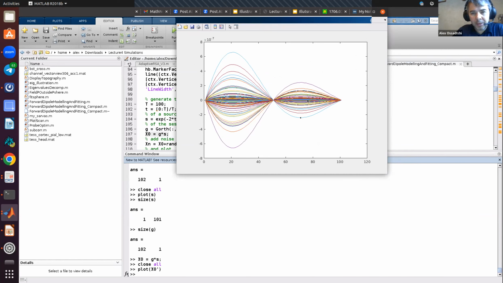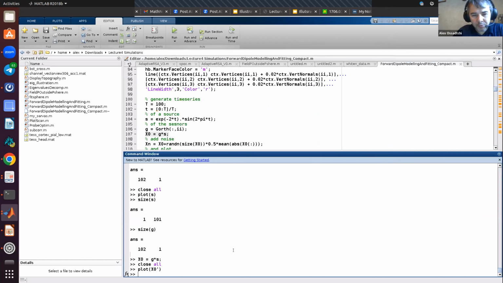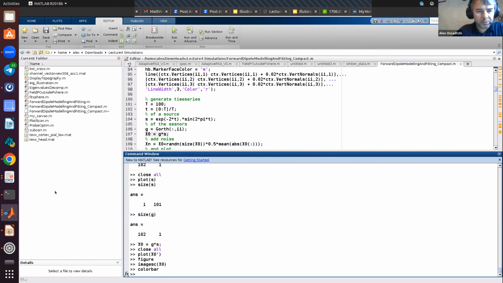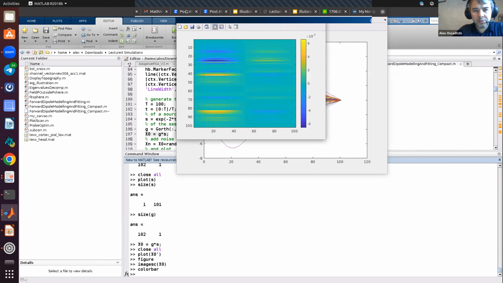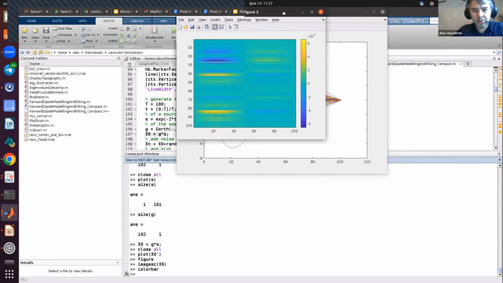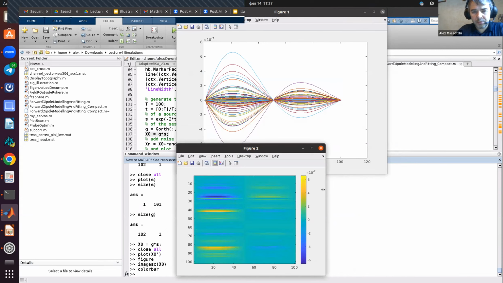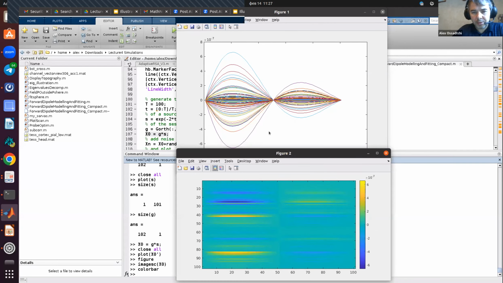There is another way to visualize this matrix, which is to use the imagesc command and then add a color bar to it, so that you understand what I will be showing you now. All right, so you can basically see that this is the same thing, just displayed differently. Each row, each line here, is a channel. The intensity of the channel is color coded.